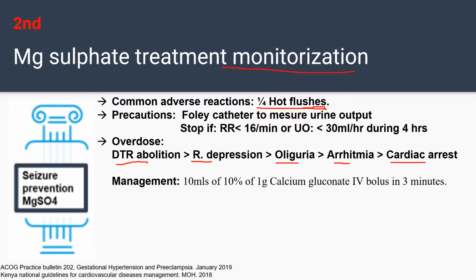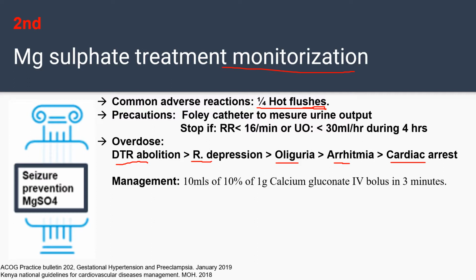The management of this, when we feel like we have an overdose, is to give 10 ml of 10% calcium gluconate. That is 1 gram of calcium gluconate IV in 3 minutes. Every ampoule of calcium gluconate has 1 gram, so you have to give only 1 complete calcium gluconate ampoule, and you are out of the problem.